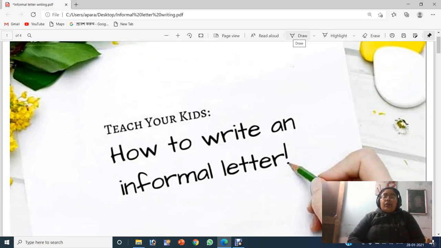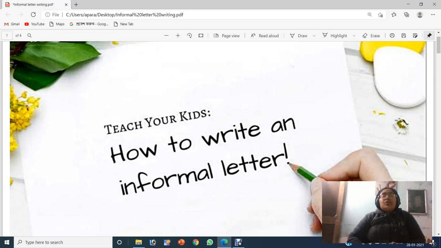Now, let me tell you all, before learning anything, we should know why we write letters. Letters serve a variety of purposes. What are those? Letters help us to keep in touch with our relatives, friends, parents, and all. The second is letters are used for solving official purposes.